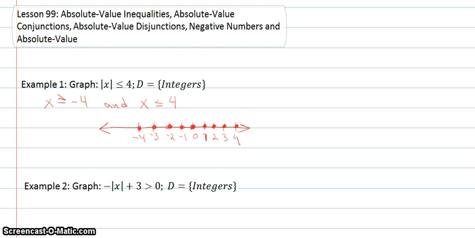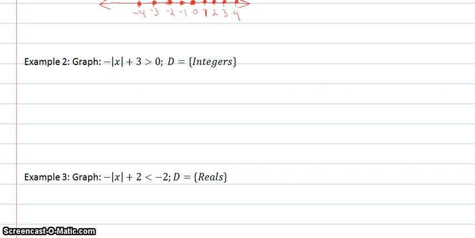Alright, let's look at the second example. This one's a little bit more difficult just because you have to get the absolute value by itself first before you set up the two inequalities. So I'm going to move the 3 to the other side. So I have negative absolute value of x is greater than negative 3, and then I would multiply or divide by negative 1 to change the signs. So I have the absolute value of x is now less than a positive 3.